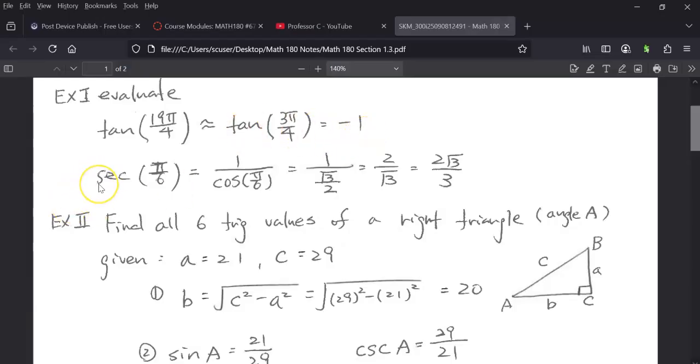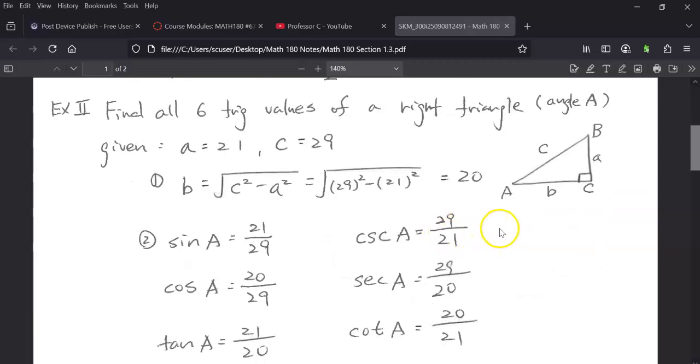Now the second example is secant pi over 6. We know secant is 1 over cosine. So 1 over cosine pi over 6 is 1 over radical 3 over 2. So the answer is going to be 2 over radical 3. Make sure we rationalize our answers. So the answer is 2 radical 3 over 3.